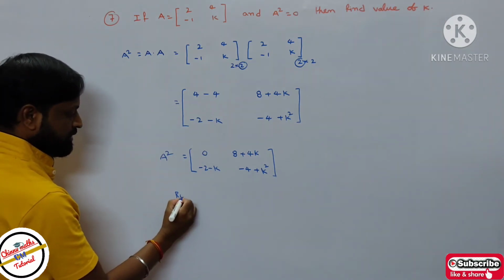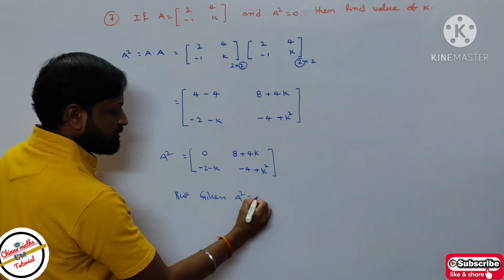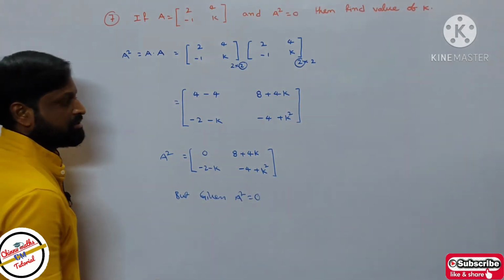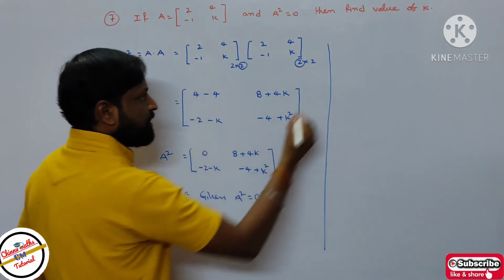But given A square equal to 0, 0 is nothing but the null matrix. So A square equal to 0 means what is the A square value?